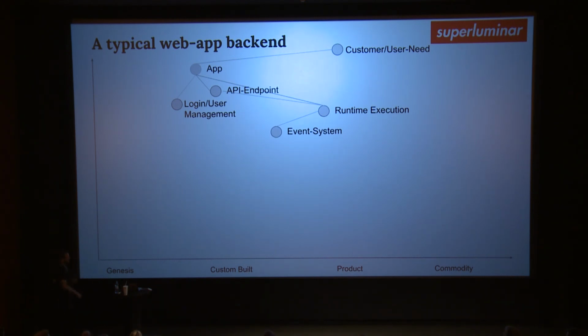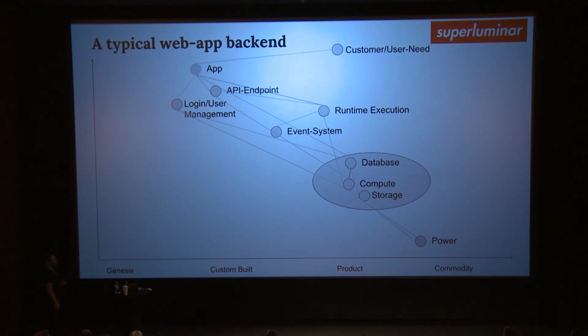So this is just the backend app. All this stuff might need a database, it might need compute, and it might need storage and network and so on. So this is a little bit of a simplistic example here. And all the stuff needs power. And power is already a commodity, and currently we might use just products for databases, compute, and storage. So let's have a look at what happened here.